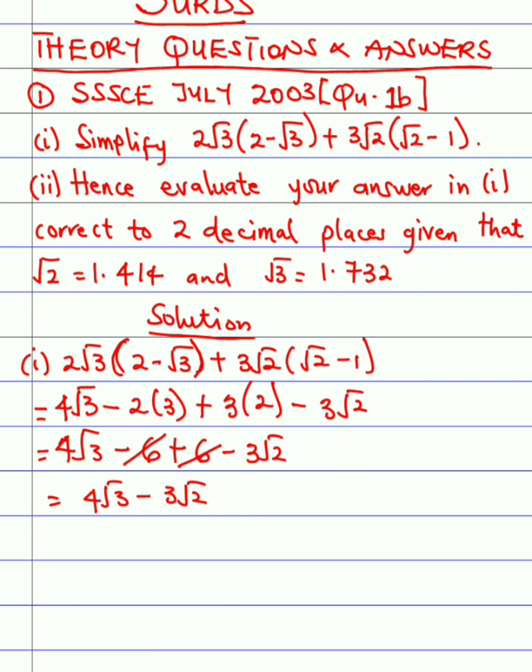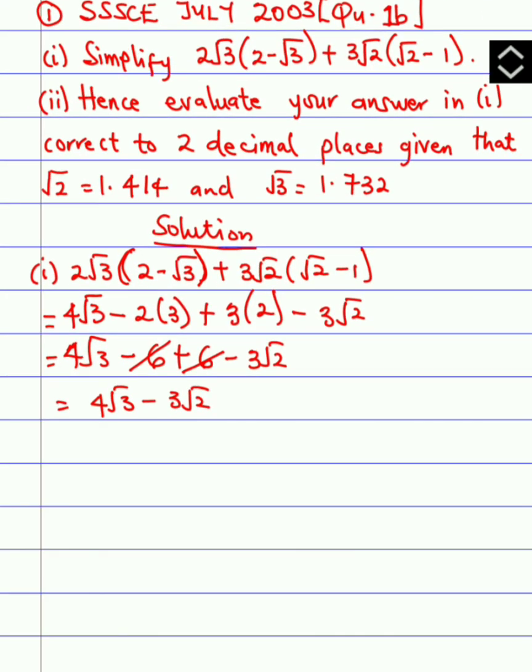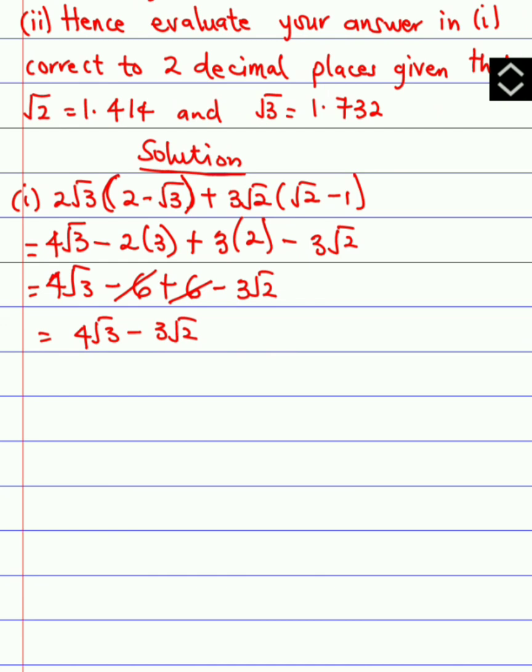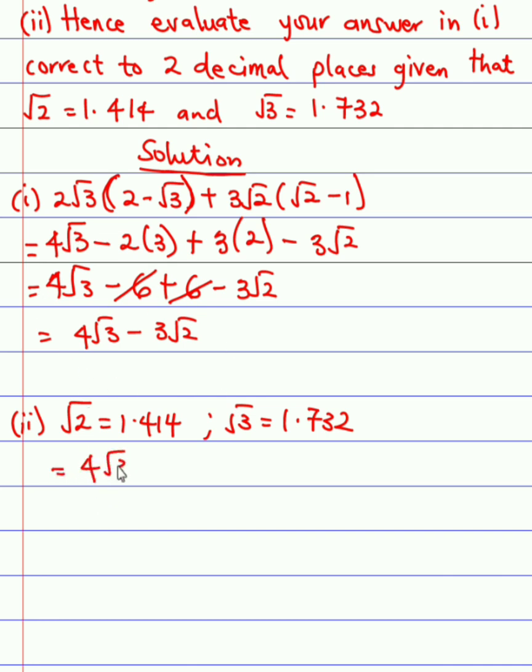Now part ii says that hence evaluate your answer in part i correct to 2 decimal places, given that root 2 is equal to 1.414 and root 3 is equal to 1.732. Now, what does this mean? What this means is that wherever we see root 2 in this particular expression, we should put 1.414 there. And wherever we see root 3 in this expression, we should put 1.732 there. And so let's rewrite our expression, which is our final answer, which is 4 root 3 minus 3 root 2.